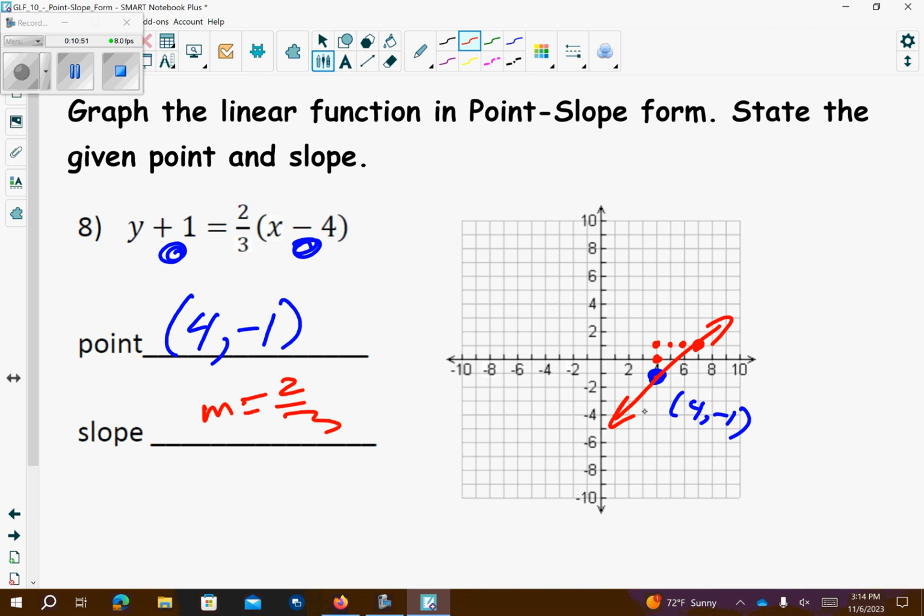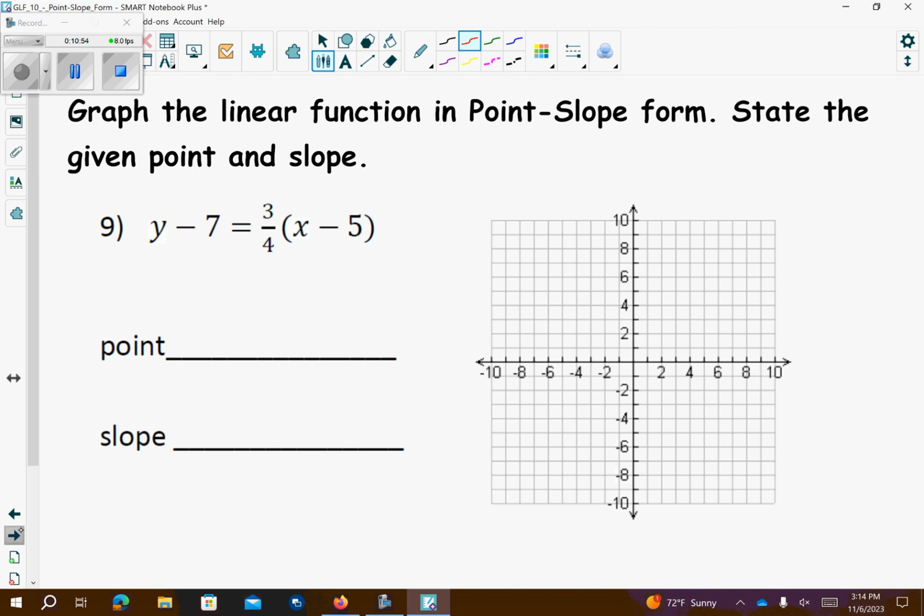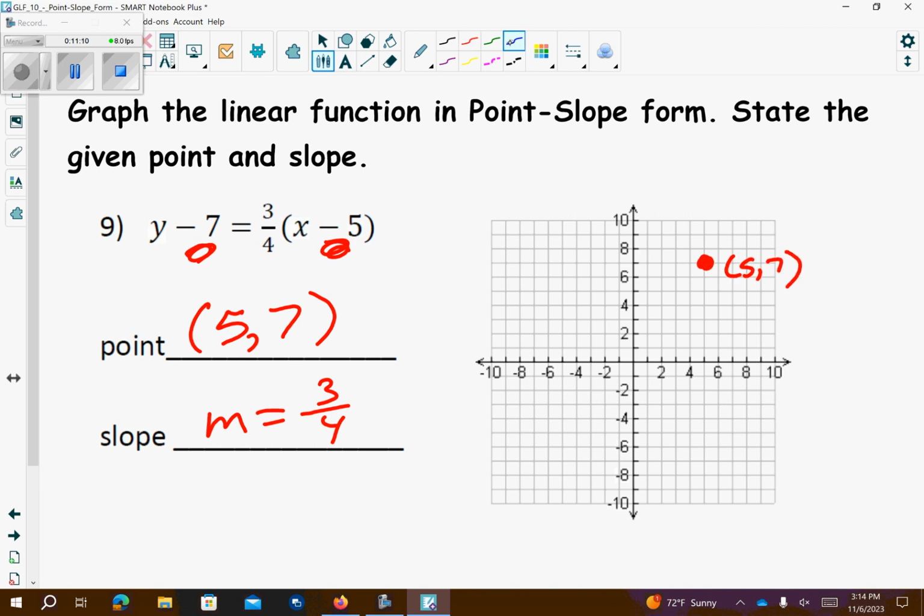At any point, if you need to ask me, just raise your hand. I'm happy to help you. The point opposite, slope is 3 over 4. So let's plot the point 5, 7. So right 5, up 7. It's right there. And then my slope, I'm going to go up 3. 1, 2, 3, right 4. 1, 2, 3, 4. Put a dot there. Make your line all the way through.